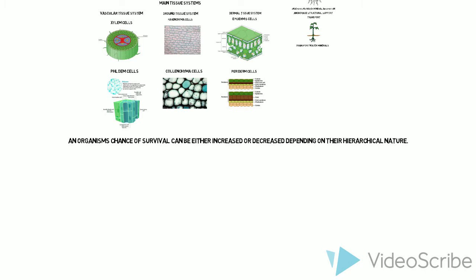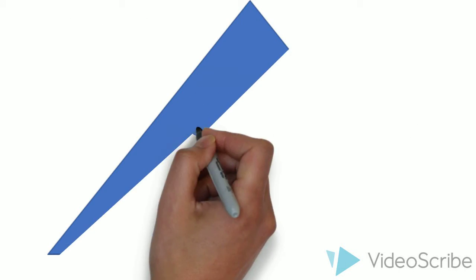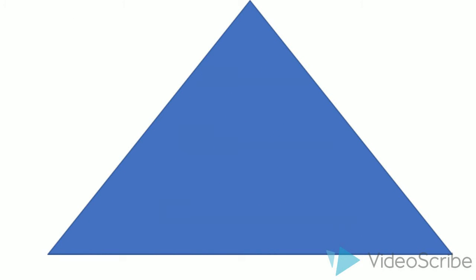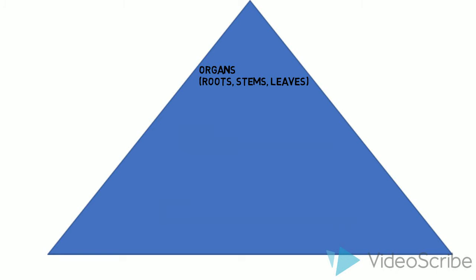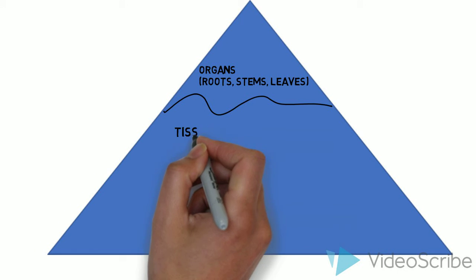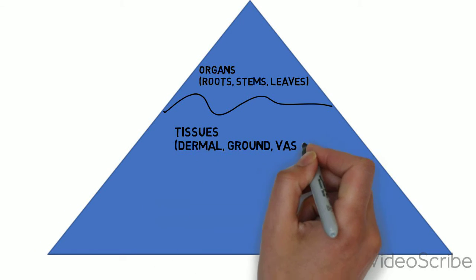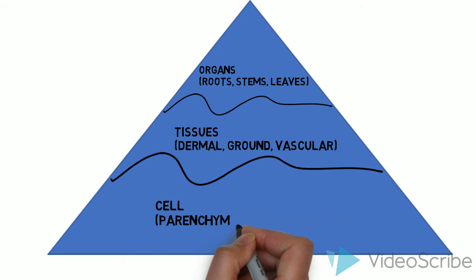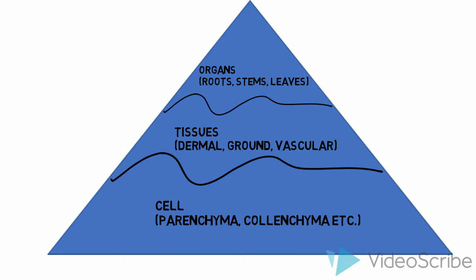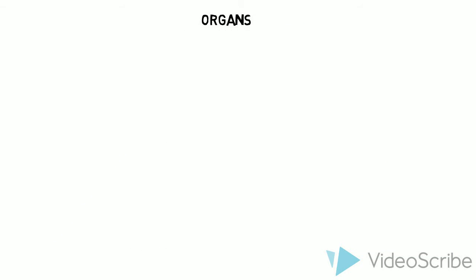All organisms' chance of survival can either be increased or decreased depending on their hierarchical nature. In most plants, the hierarchy begins with organs and goes as follows: roots, stems, and leaves, followed by tissues, dermal, vascular, and ground, and finally, cells. The elements are obviously in this order for a reason. The organs may be considered the most important part of the plant for many reasons.